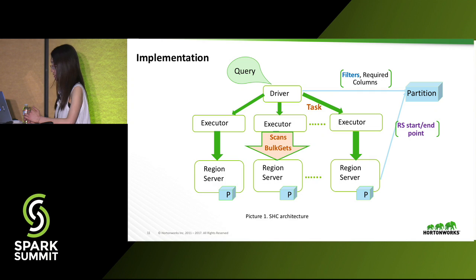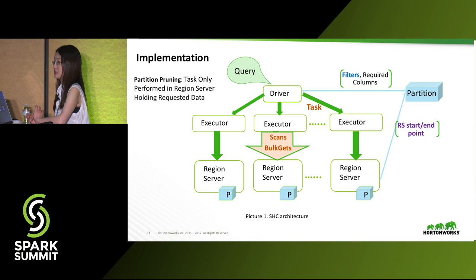And let's go to the implementation. First, the partition pruning. Tasks only perform in the region servers holding the requested data. There may be a lot of region servers in the HBase cluster, but we only send tasks to those region servers that have the required data. All other region servers, if they don't have the data, we don't do anything on them.